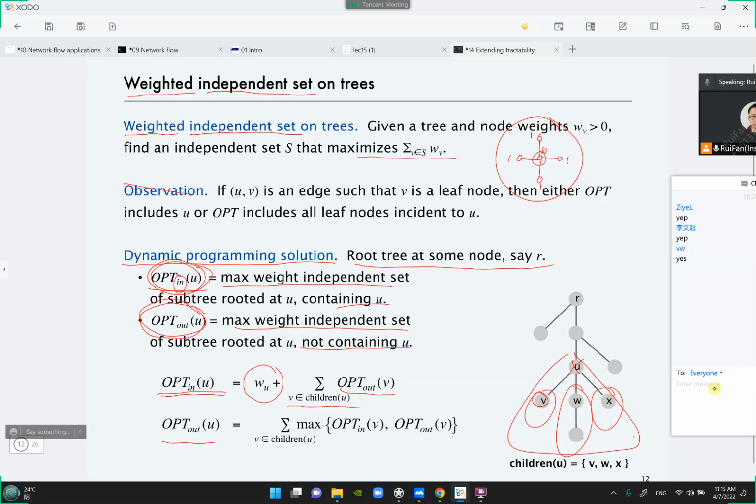And how do you make that choice? Well, just whichever one is better. For each of these subtrees, you're going to look at whether it's better to include the root or whether it's better to not include the root. You're going to do this for each of these subtrees. And then your total score in this entire subtree rooted at u is just your score from each of these subtrees. So these are the two DP equations that we have. Any questions about these?